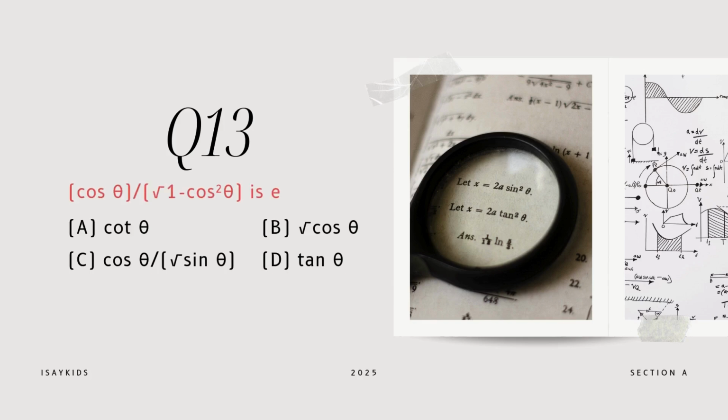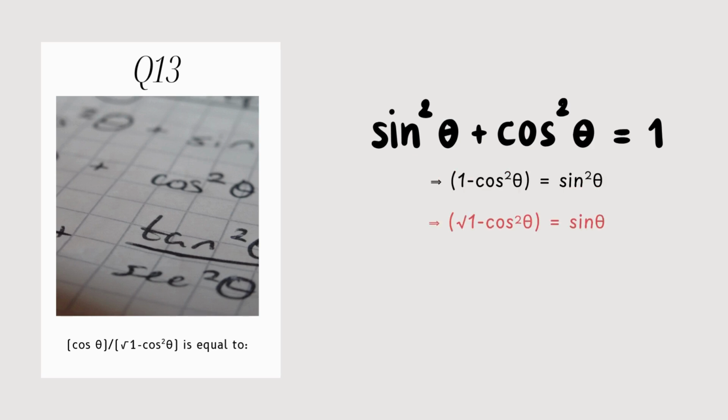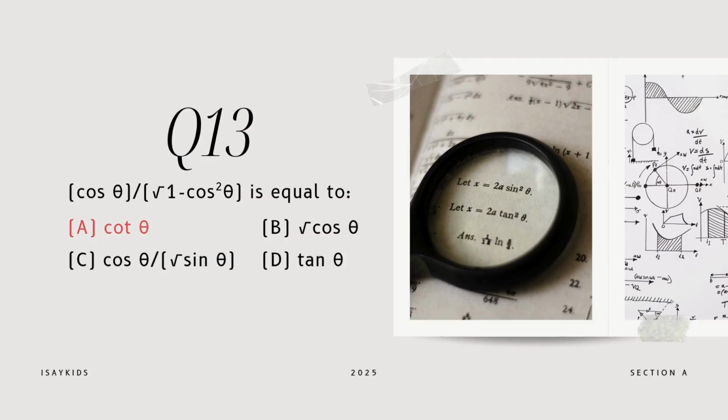Cos theta upon square root of 1 minus cos square theta is equal to which of the given options? Now sin square theta plus cos square theta is 1. That means 1 minus cos square theta is equal to sin square theta, and square root of 1 minus cos square theta is equal to sin theta. That means cos theta upon square root of 1 minus cos square theta is cos theta upon sin theta, which is equal to cot theta. Hence, option A is the correct option.